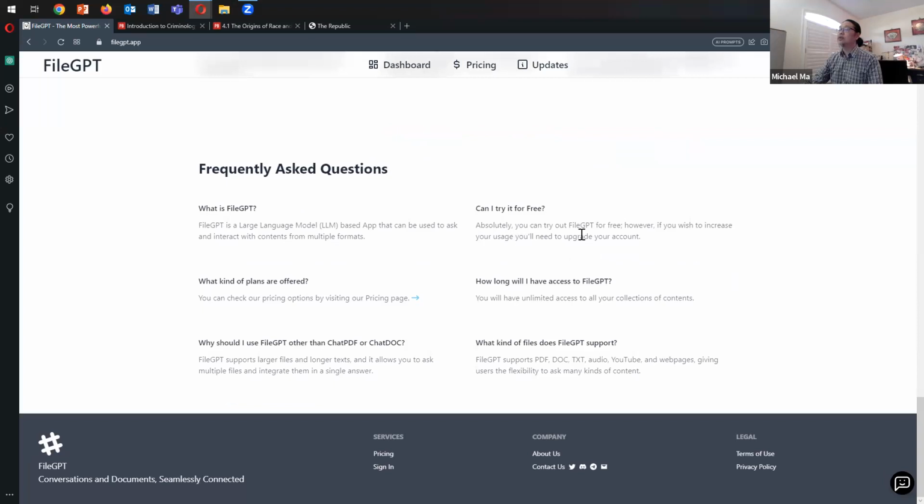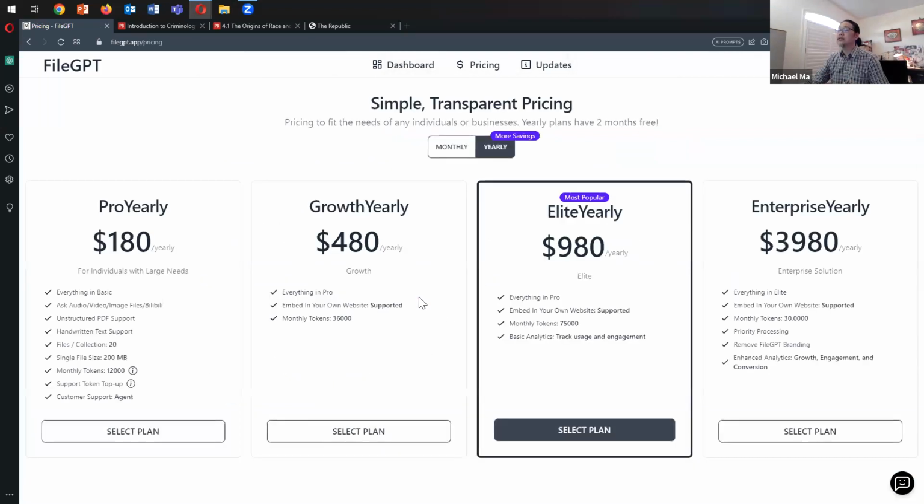Yes, it says absolutely. You can try out FileGPT for free, but you can pay for an account. What is interesting here is the different plans. I'll click on this, and it basically doesn't tell you, I tried to look for it, what the free plan includes, actually. It tells you you can go to these pro plans, which is, I guess, quite expensive for the enterprise, for corporate pricing.